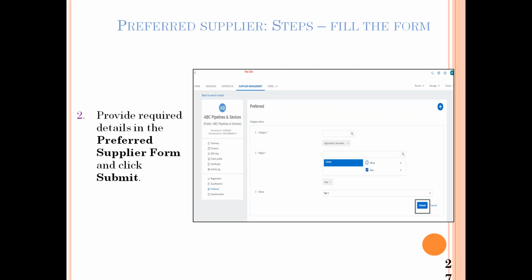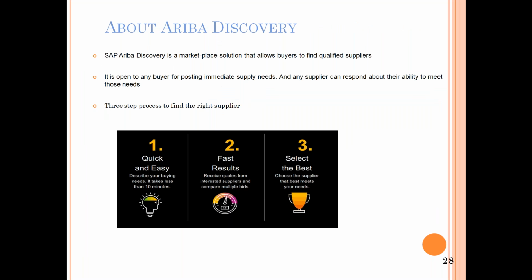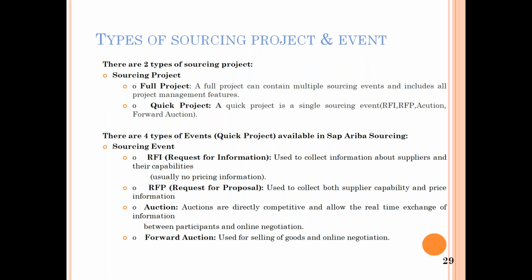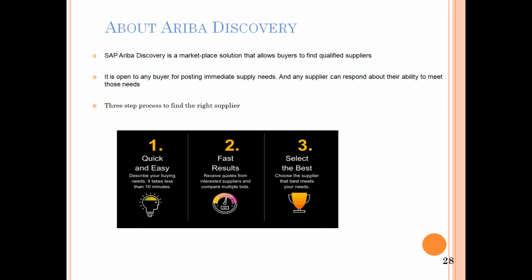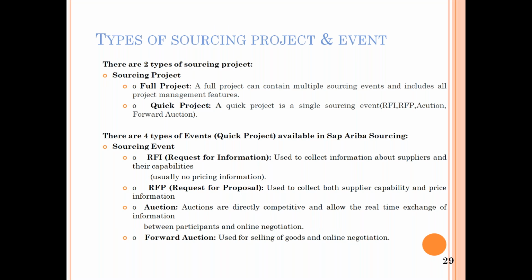Okay, fine. So this is all about that. And this is about Ariba Discovery. Ariba Discovery is basically a marketplace solution which allows a buyer to find the best qualified suppliers. So you can search multiple suppliers there. Again, Ariba Discovery is part of sourcing, where we will be discussing more on this.